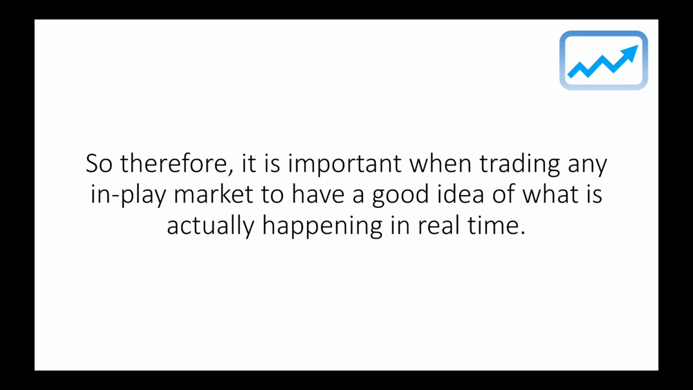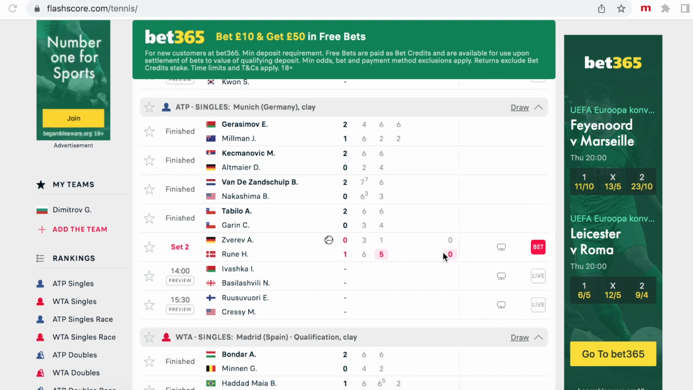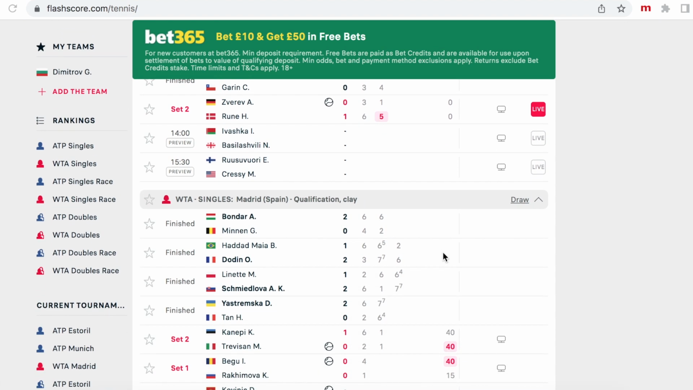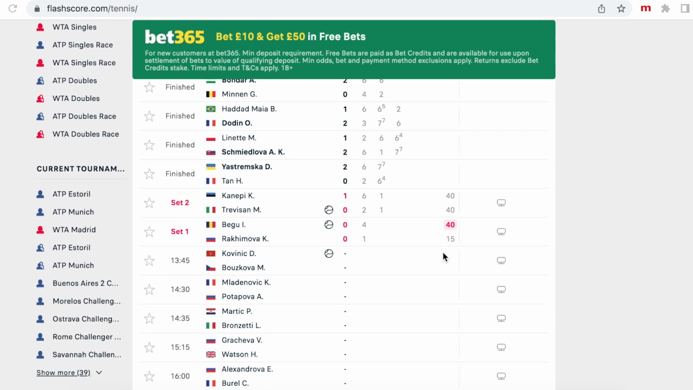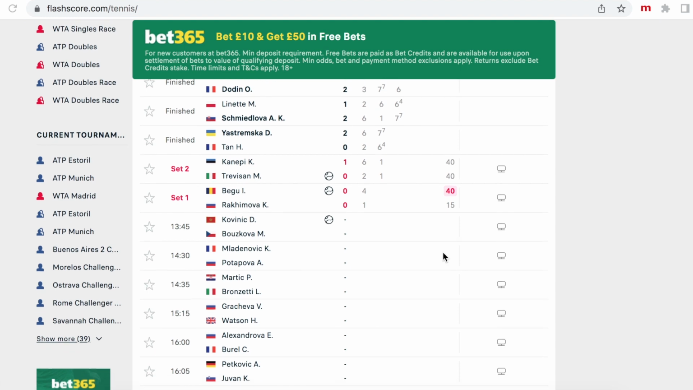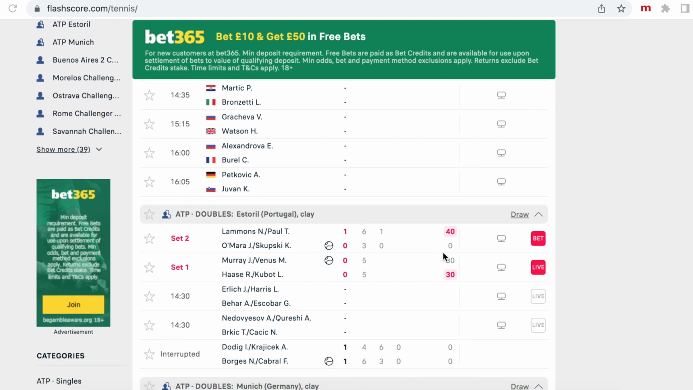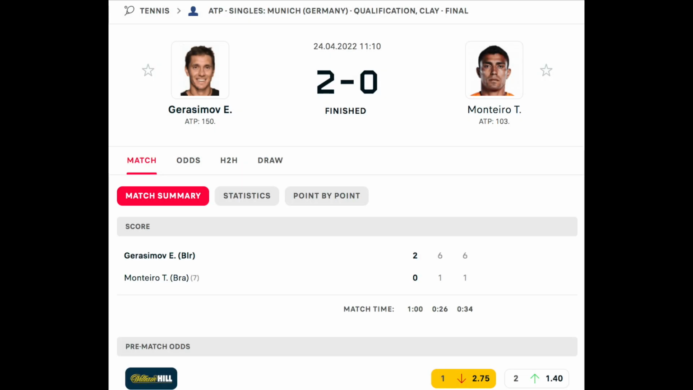So therefore, it's important when trading any in-play market to have a good idea of what is actually happening in real time. Now, as you know, if you follow my strategies, the majority of my trades take place in the second set, and therefore I have a whole first set of stats and data to look at in order to establish whether or not to enter into a trade. So, where can you access this data for in-play stats? Well, you don't need any fancy software or even pay for any of this. All of the stats that you need for trading tennis matches in play is freely available at flashscore.com. So let's take a look at how I use these stats in play during a tennis match.